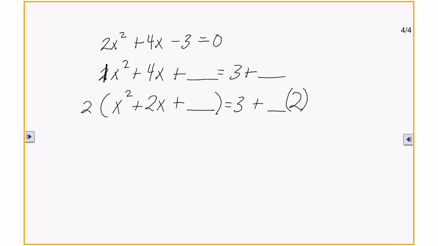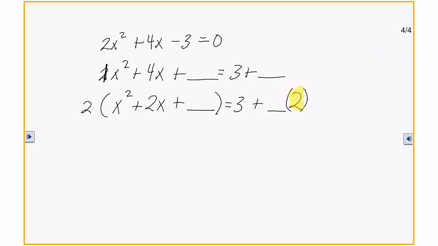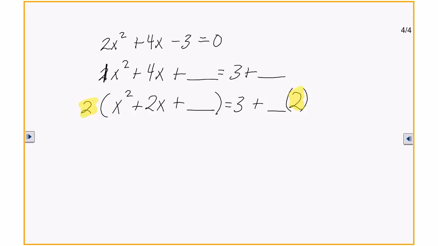Make a note here. Whatever you factor out, you have to multiply by the right side blank. Make that note. If you factor out a -1 here, multiply that side by -1. If you factor out a -1/2 here, you multiply this blank by -1/2. If you factor out a 4 here, you multiply this blank by 4.